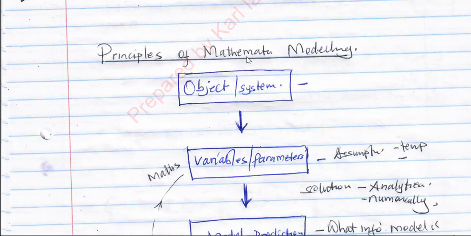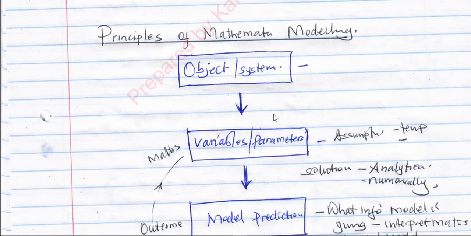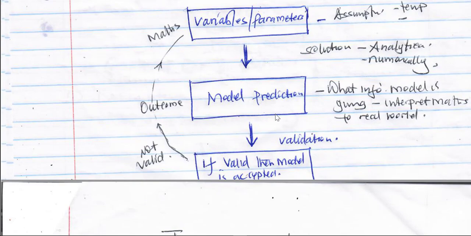Then let's talk of principles of modeling. First, in principle, we talk of the object. So the system you want to model, you have to understand it. Then again, you have to look at the variables, the assumptions, and the parameters you have to apply. Again, you have to look at the model prediction, what information the model gives, or how the real world interprets the model. When you see the model, what is your outcome, or what can you get from the model? Then you check if the model is valid, meaning that when the model is valid, it is accepted. And when it's not valid, again you have to redo the process.